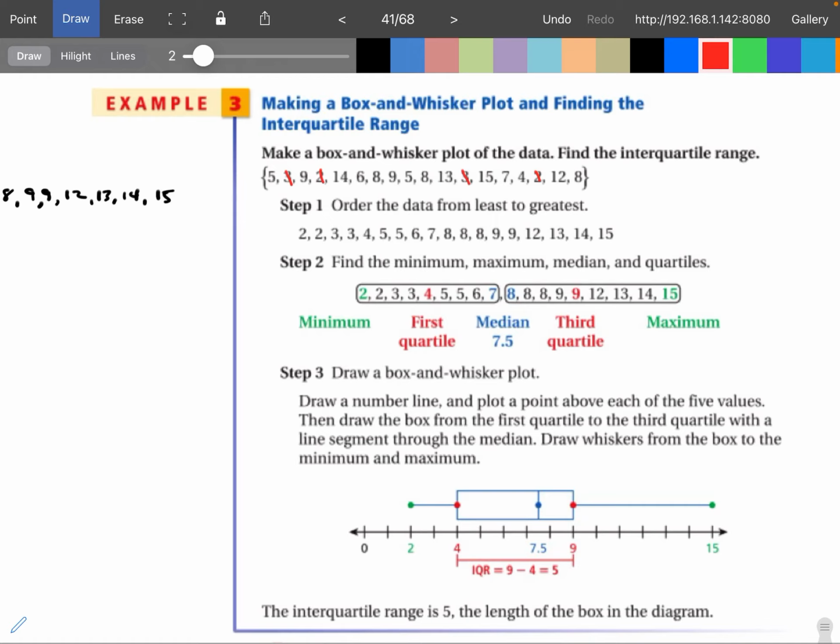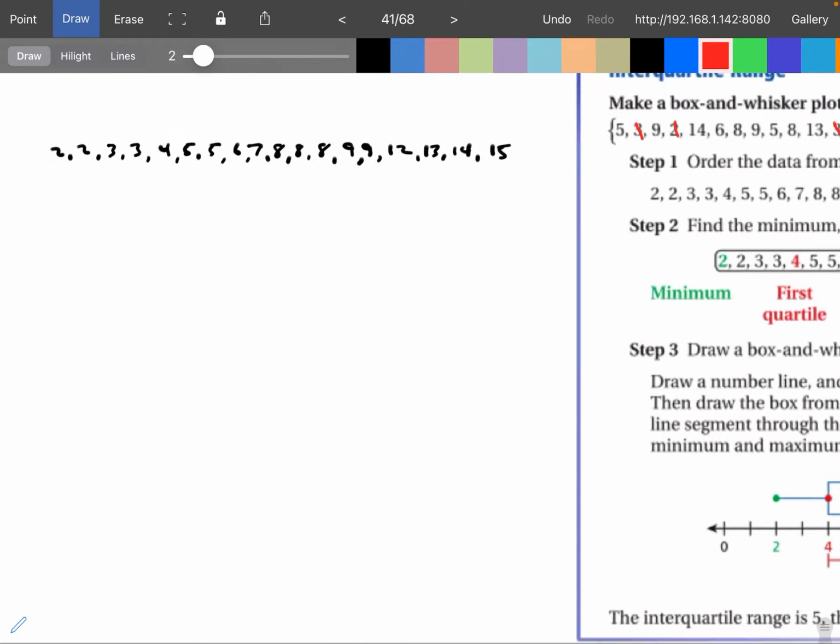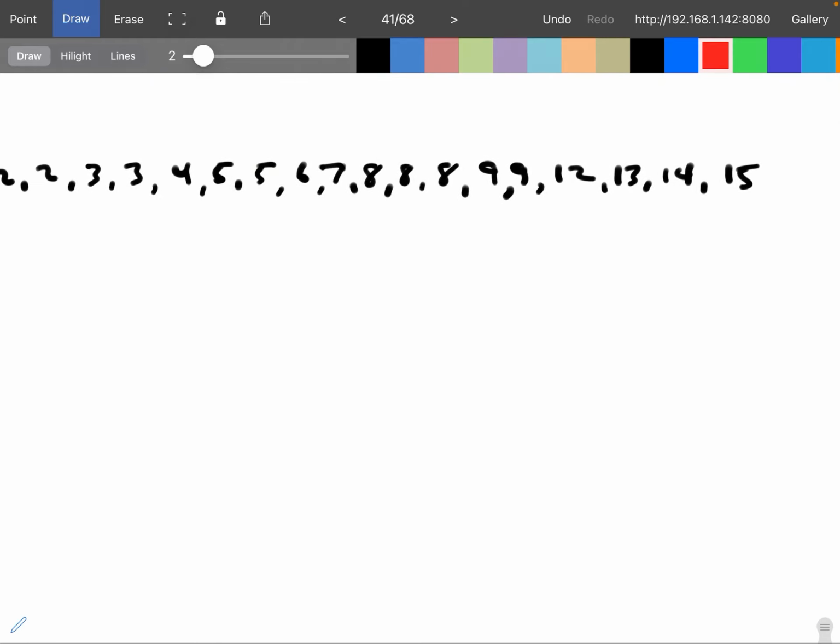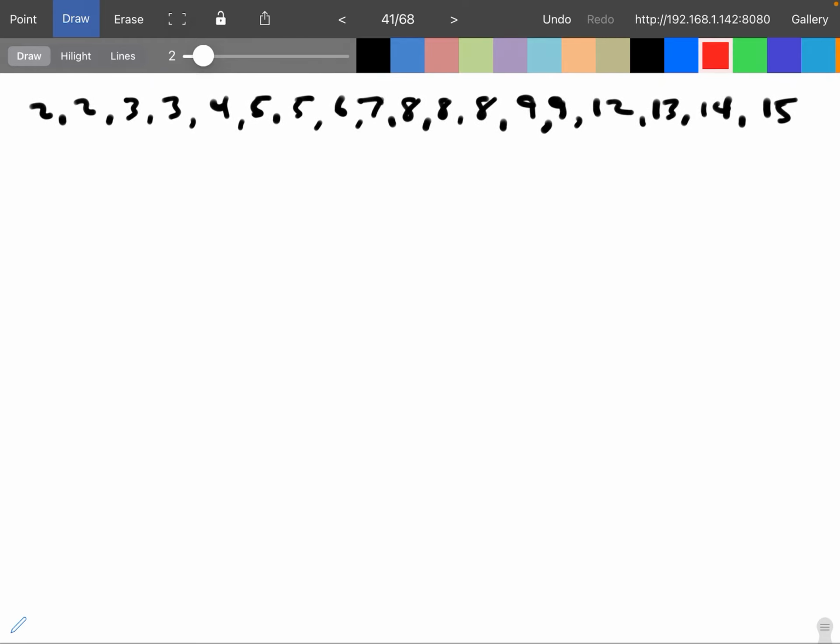So I got 1 2 3 4 5 6 7 8 9 10 11 12 13 14 15 16 17 18. So there should be 18 of them altogether. So hopefully I got 18 there. So 1 2 3 4 5 6 7 8 9 10 11 12 13 14 15 16 17. Yeah, I got them all. Okay. So there's 18 of them. And then you want to work your way into the middle, right?